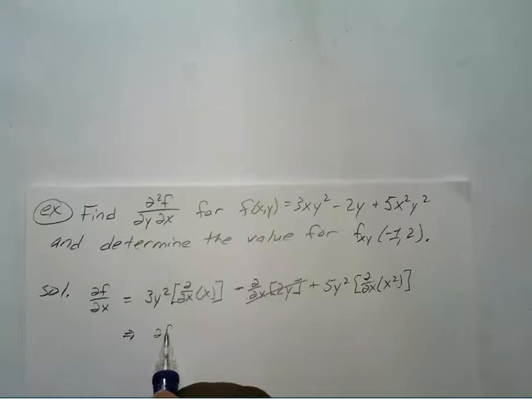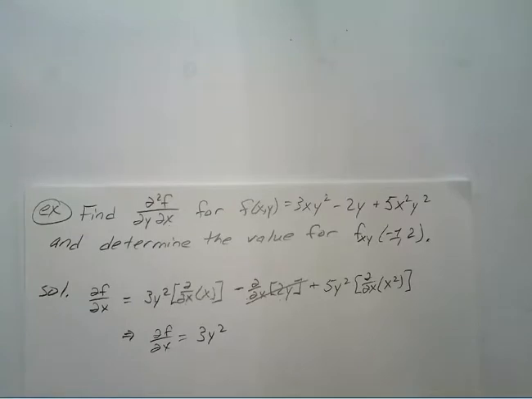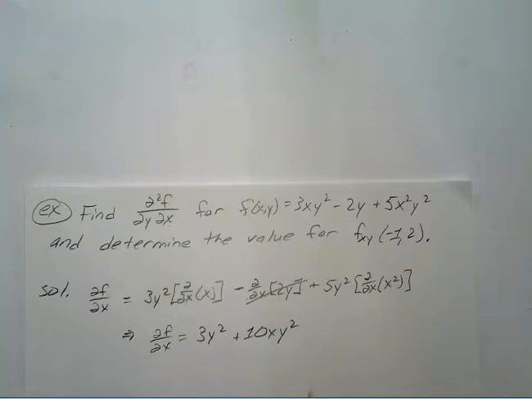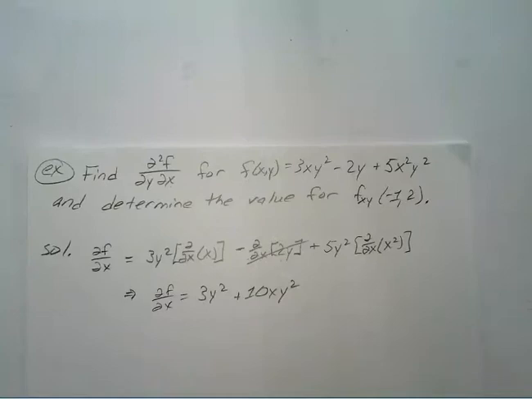So that means that's just 3y squared times 1, or 3y squared. Plus, the partial with respect to x of x squared is 2x, so you have 2x times 5, which is 10x, times y squared. Okay? So now we use that to find our second derivative.